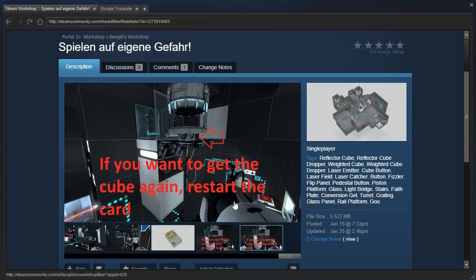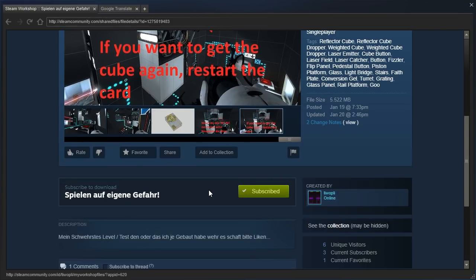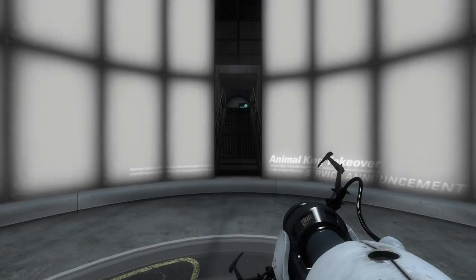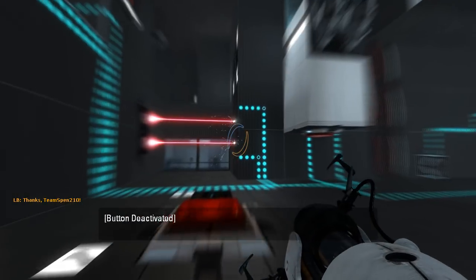If you want to get the cube again, restart the card, and usually when people say card, they actually mean map, but for some reason card is a mistranslation, that's pretty common. Anyway, I'm not gonna translate the description, you can do that on your own time. Let's start this card, or a map, or whatever. See what we're in for.